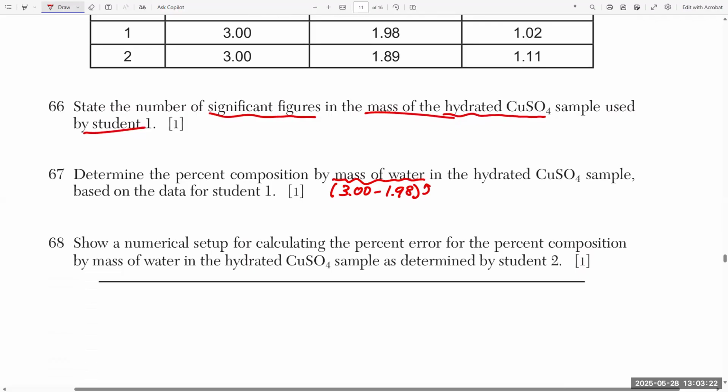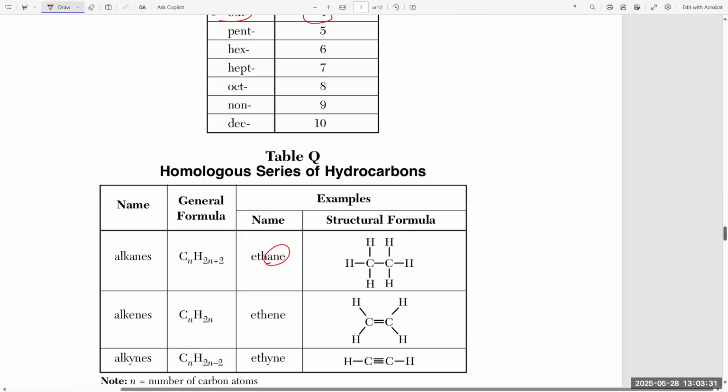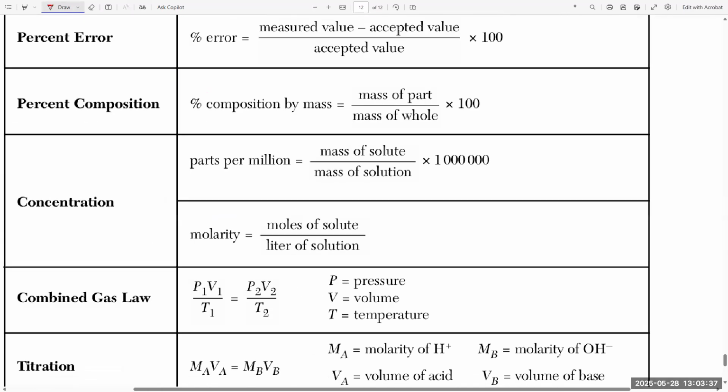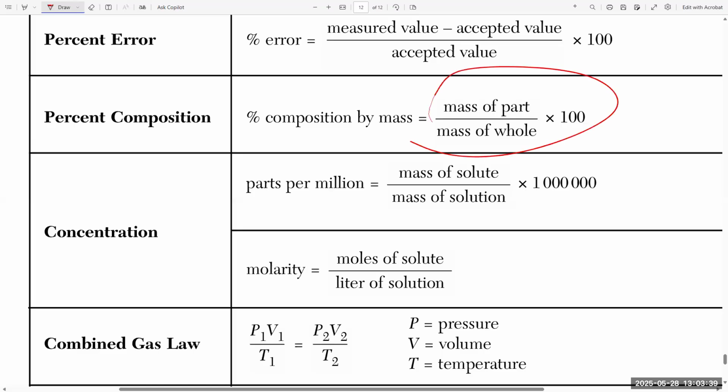So then with the percent composition. So what is percent composition? If you don't know, it's going to be the amount that you're looking for over the whole, right? Or if you're not sure, think about it. It's always here, right? Percent composition by mass is right here. It's mass of the part over mass of the whole, right? And what is the part? Part is this part was water. And then this is the whole, which is everything, right?